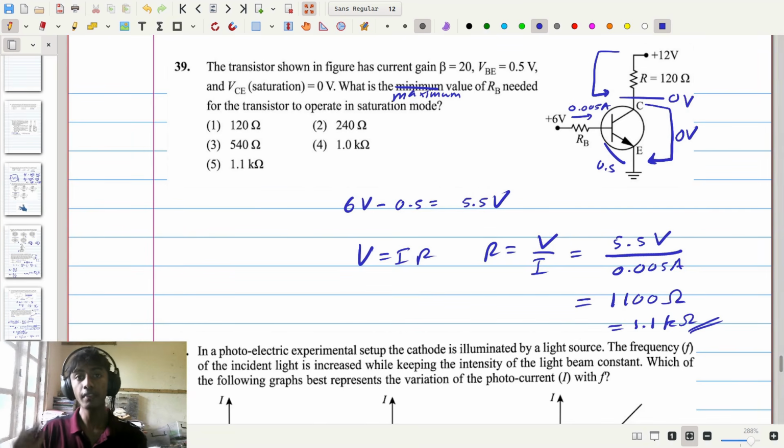So therefore, the intended answer here is answer number 5 of 1.1 kilo ohms. However, you will probably get marks for all answers because here it says minimum instead of maximum. So with that, we're done with question number 39.